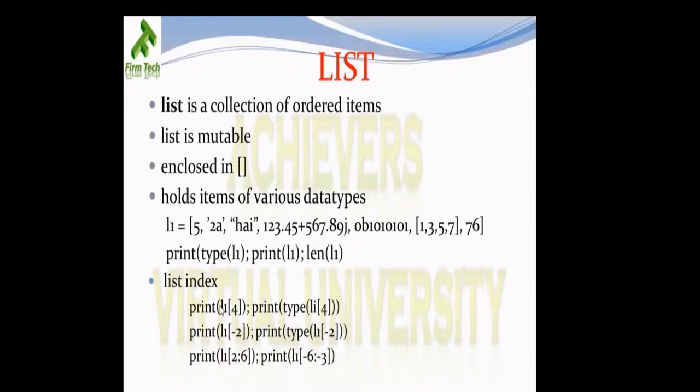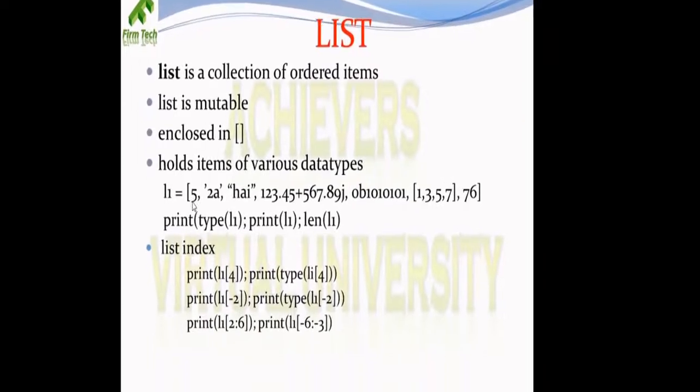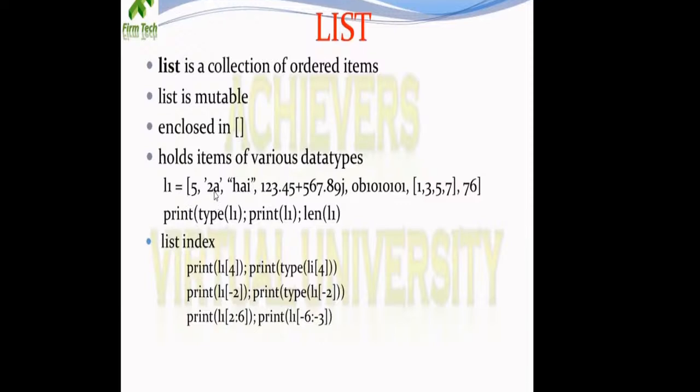And indexing is also possible in lists. Both positive indexing as well as negative indexing is possible. So print of L1 of 4, that is L1 with index number 4, will display the element at the fourth index. And here also the index starts from 0. So 5 will hold index number 0, 2a will hold index number 1, then index numbers 2, 3, 4. That is, the integer form of 0b1010101 will be displayed as the output. If you print the type of L1 of 4, it will give you the answer as integer.